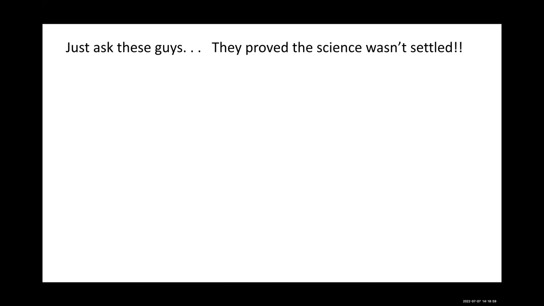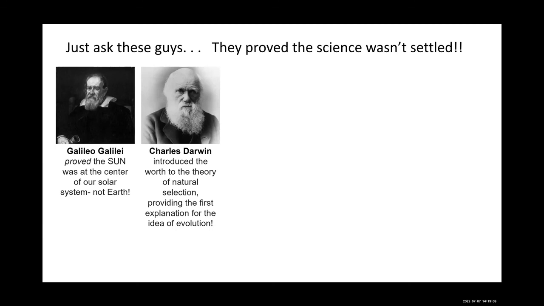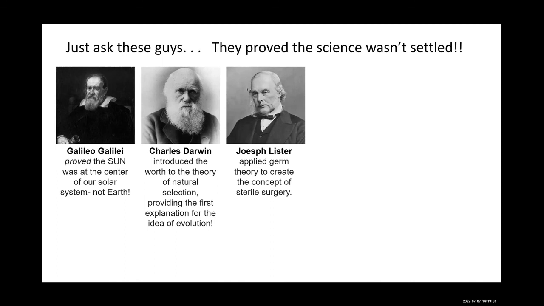So you could ask these guys, because these are some people who proved that science wasn't settled. Galileo Galilei proved the sun was at the center of the solar system, not Earth. Before that, everybody believed it was Earth. Darwin introduced the theory of natural selection, providing the first explanation for the idea of evolution. We'd seen evolution actually occurring before our eyes. You can see it happen in microevolution in small populations, but nobody understood how it worked. He is the one. Joseph Lister applied germ theory to create the concept of sterile surgery.